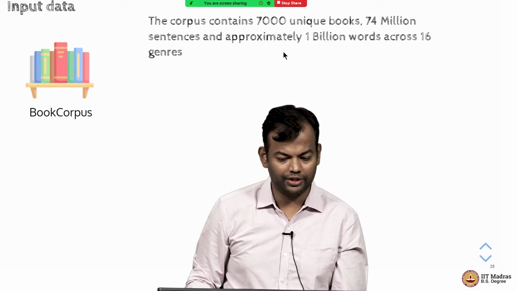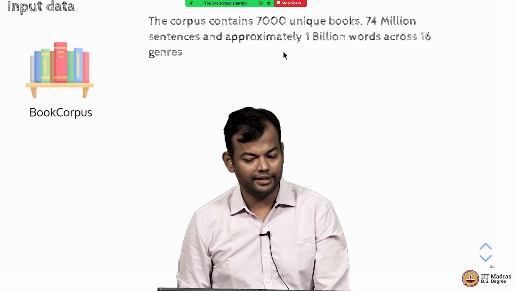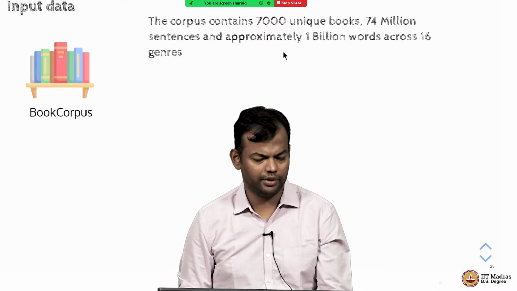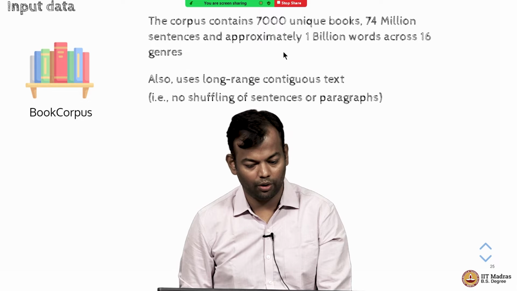So this uses what is known as the book corpus. It contains some 7,000 unique books, 74 million sentences, and approximately 1 billion words, right, which is, as I said, very small as compared to what modern LLMs are trained on.